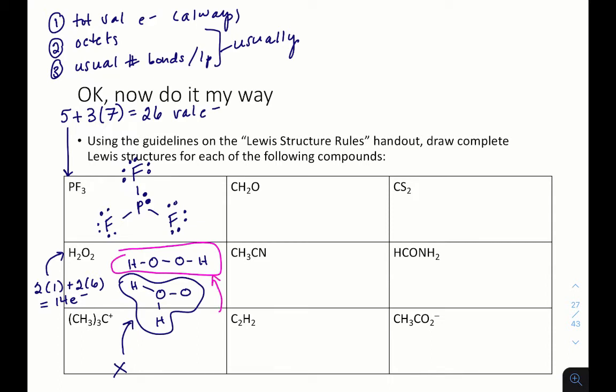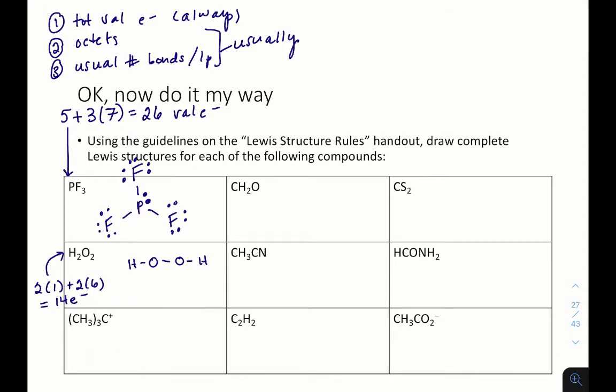So if we can do it this way, and we can get the correct total number of valence electrons, then this arrangement, circled in pink, with each oxygen bonding to 1 hydrogen, will be preferred. So let's try that. Let's see if we can make it work with that arrangement of the atoms.